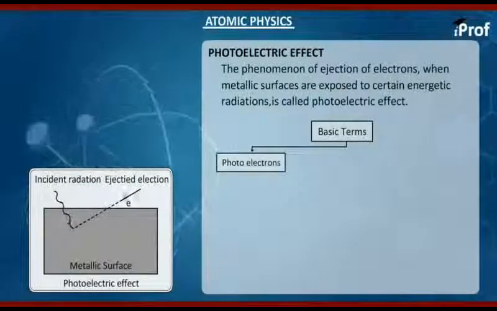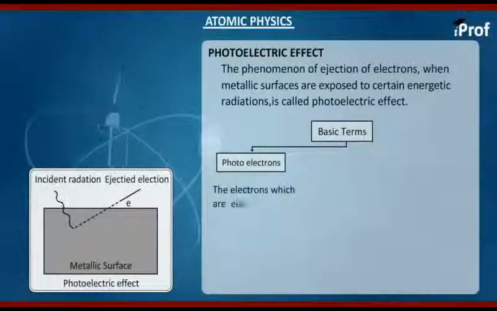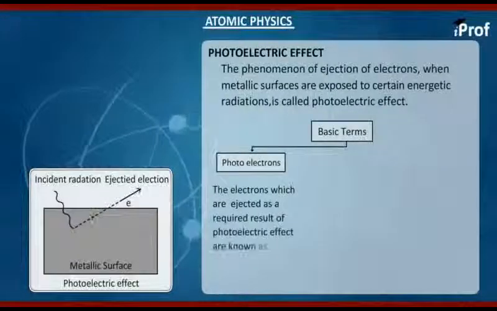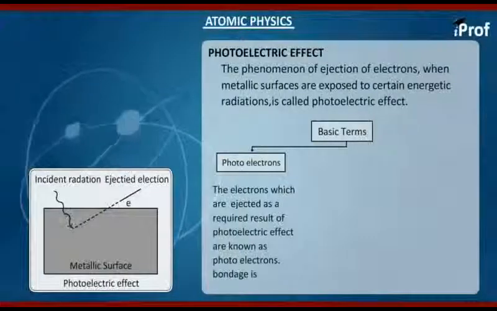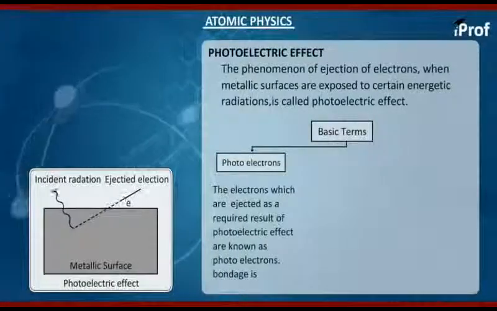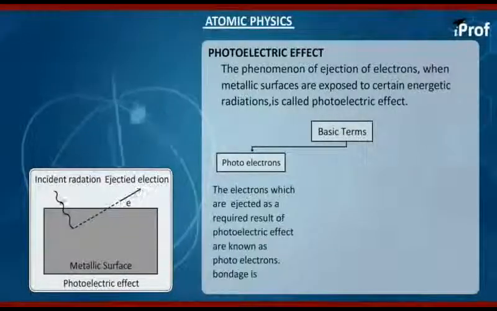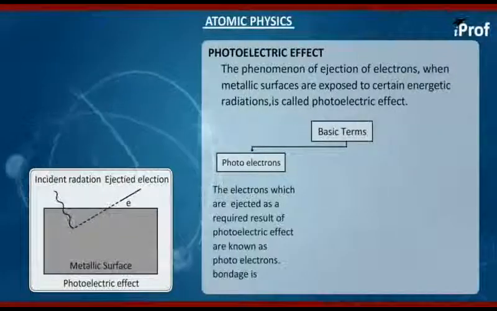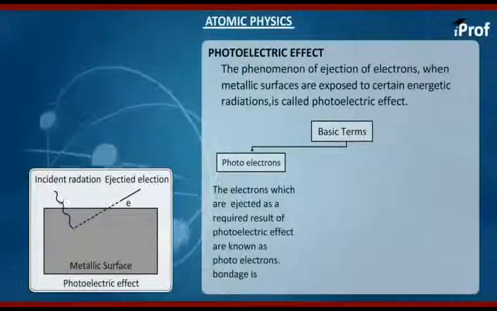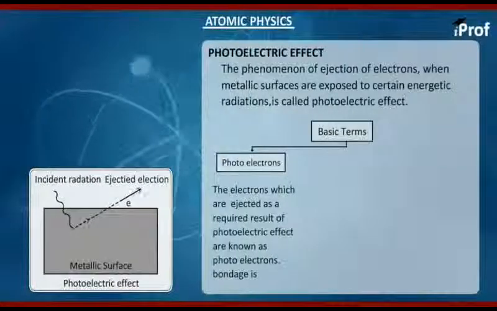It's a very simple term, and the electrons which are ejected as a result of the photoelectric effect are simply referred to as photoelectrons. I repeat it again, the electrons which are ejected in the photoelectric effect are simply known as photoelectrons.